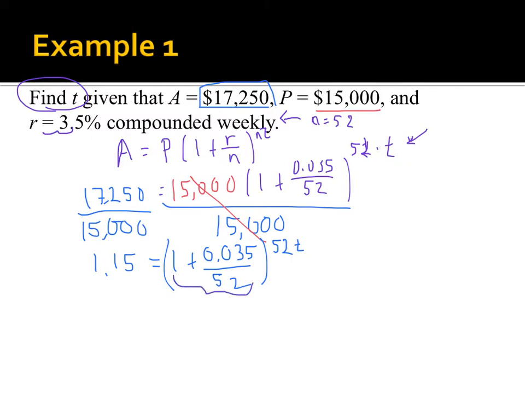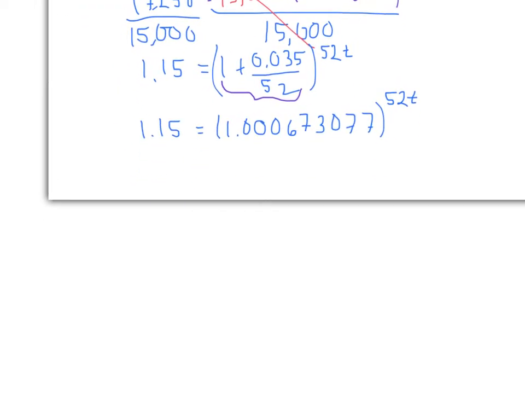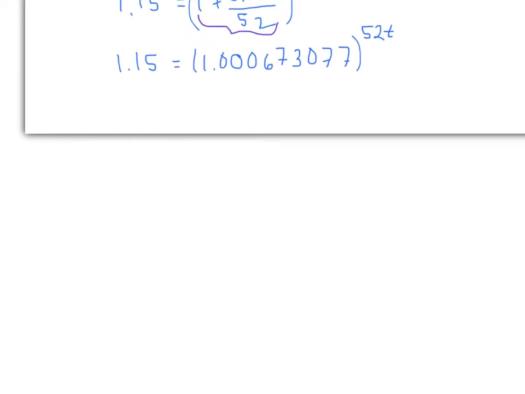Just plug it into your calculator, and if you do that, what you'll get is 1.000673077. Keep every number that your calculator gives you. That way you'll get an answer that's close to what the book says. I don't round off until the very, very end. That's a kind of a mistake that many people do when doing these, is they round off too soon.